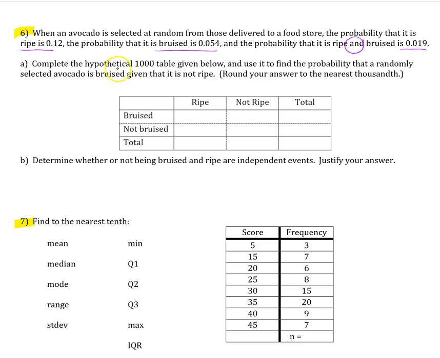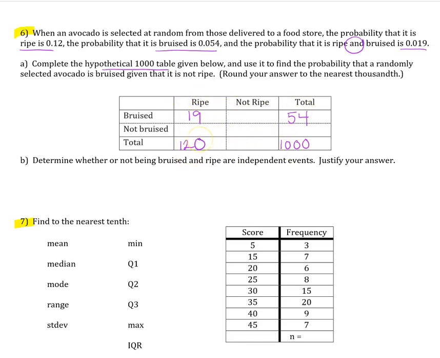We're going to create a hypothetical 1,000 table below, meaning we pretend there's 1,000 avocados. So first thing they tell us is that we have 0.12 that are ripe. So ripe, that would be this column, times 1,000 is 120. We got bruised, which would be over here. That would be this subtotal, would be 54. And then 0.019 times 1,000, that's ripe and bruised. So that's 19.